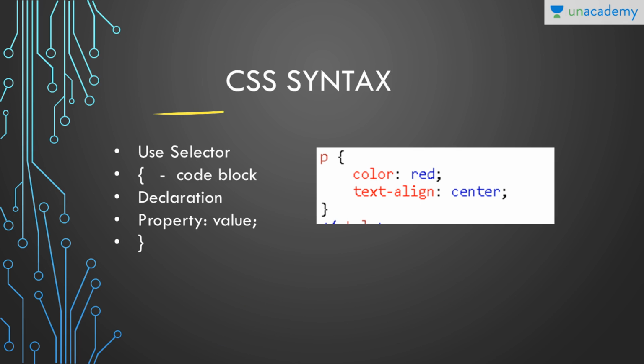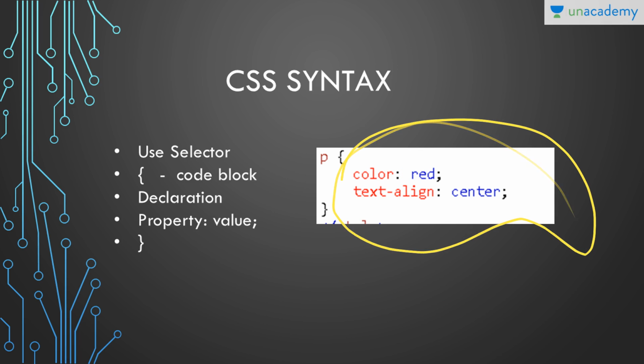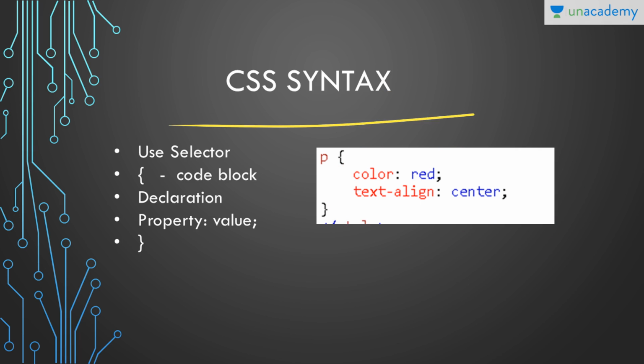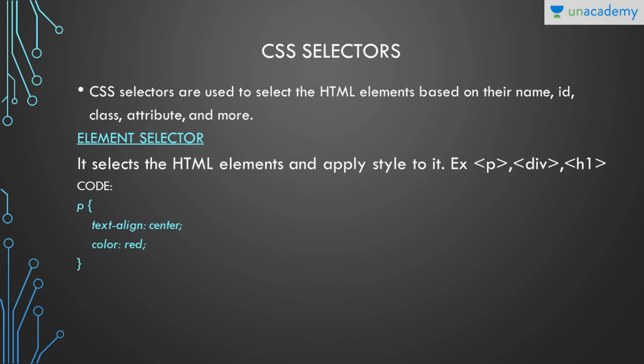So this is the basic syntax of CSS, in which we have to use the property first and then the value, and basically all the code of CSS will be written in this format, right? So in this way we can write CSS code. Now let us see what the CSS selectors are. Well, CSS selectors are used to select HTML elements based on their names, IDs, classes, attributes, and more, right? These are the selectors of CSS. So we are going to see all the selectors one by one.